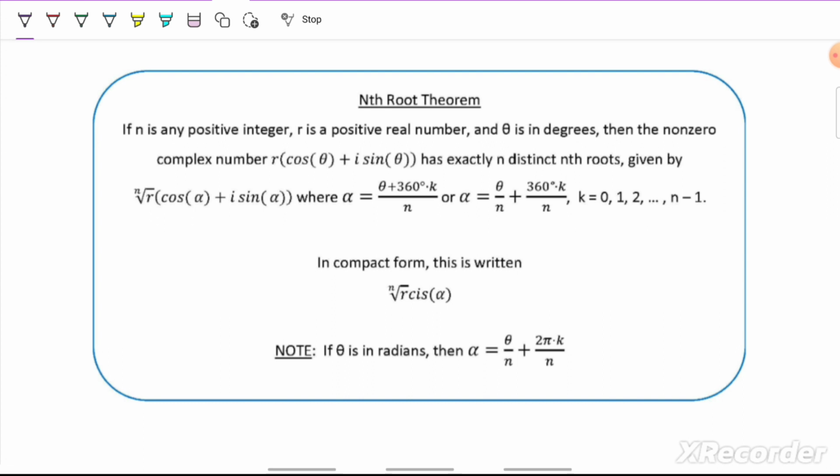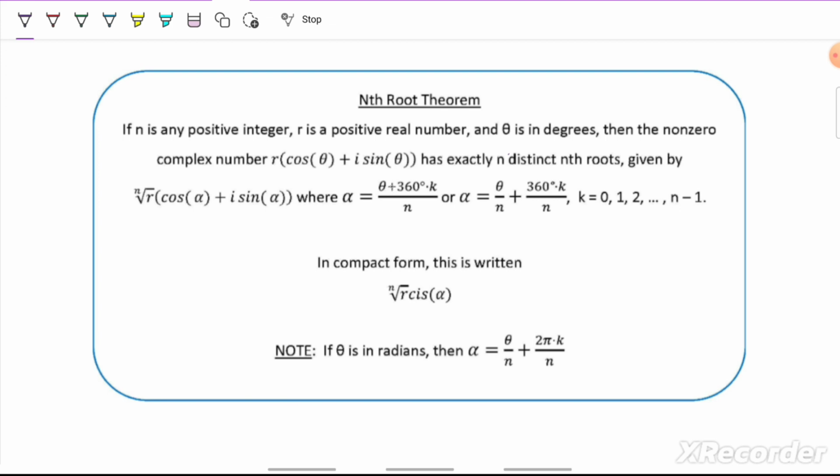We're going to start with a complex number in polar form, r times cosine of theta plus i times sine of theta. To find the roots, we are going to take the nth root of our r value, that's out in front, but how we change the argument is a little bit more complicated than our previous operations on complex numbers in polar form. So the n distinct roots are given by the nth root of r times cosine of alpha plus i times sine of alpha, where alpha is going to be a couple different numbers.